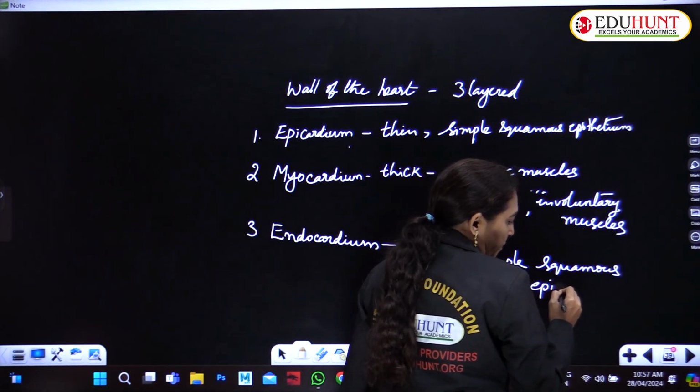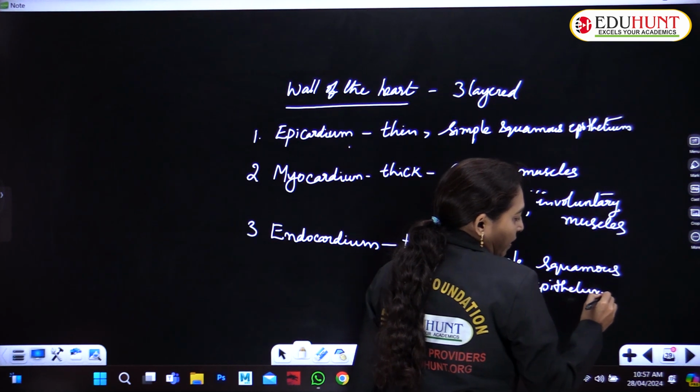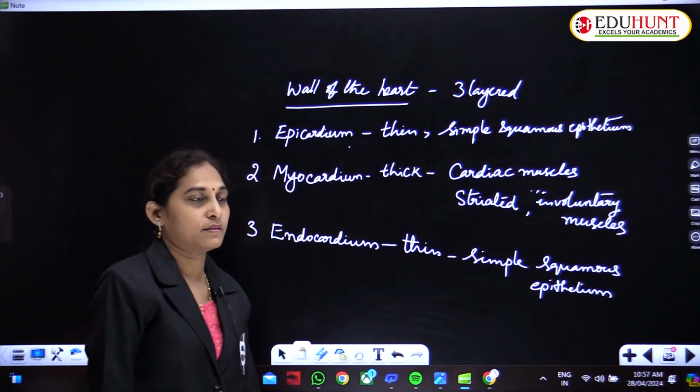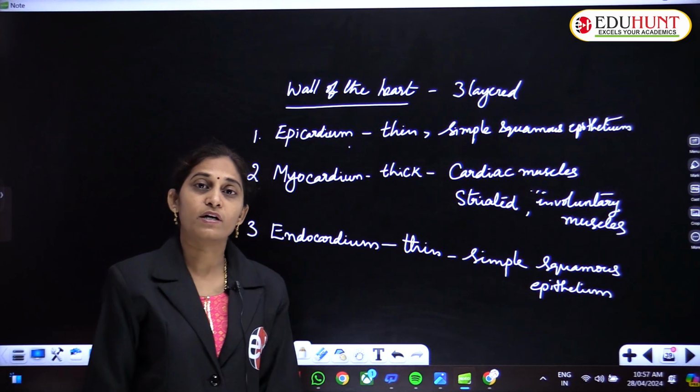Formed of simple squamous epithelium. Okay, this is regarding the walls of the heart.